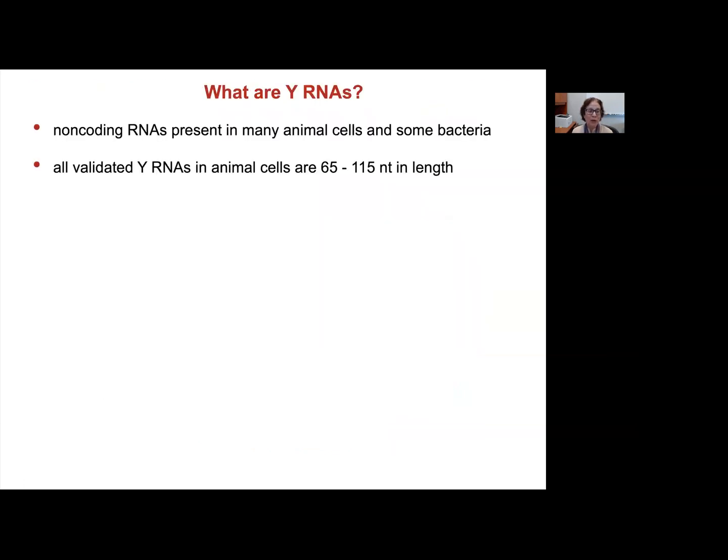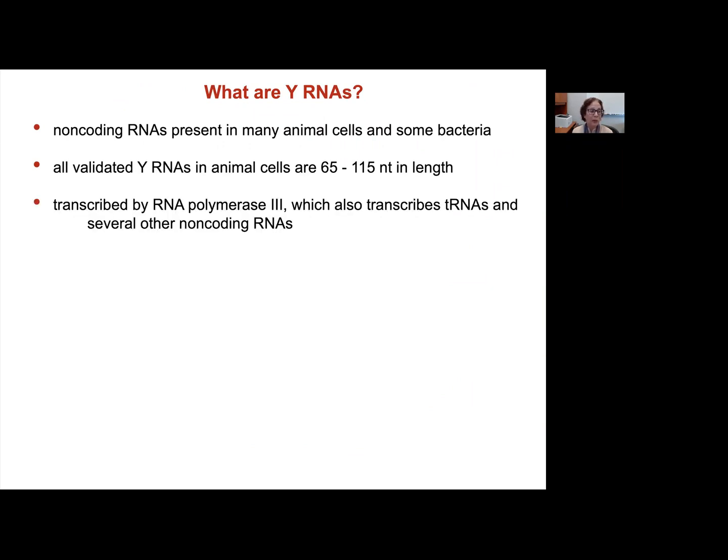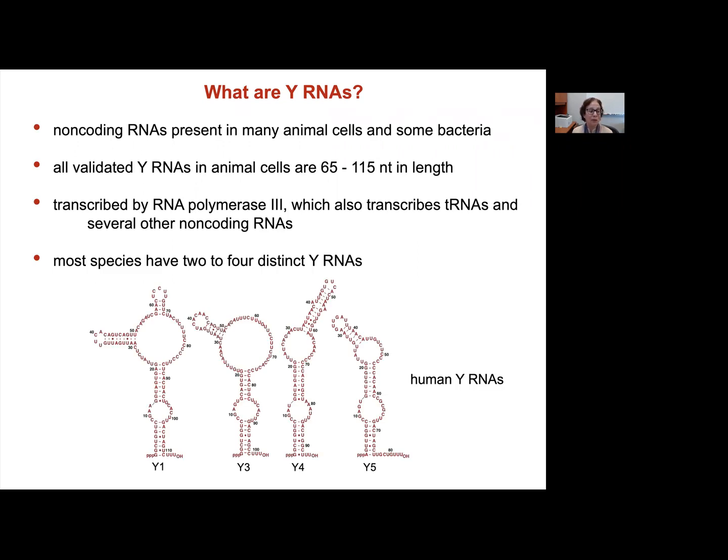Y-RNAs are non-coding RNAs, 65 to 115 nucleotides in length, that are present in most animal cells and also some bacteria. They are transcribed by RNA polymerase III, the same polymerase that transcribes transfer RNAs. Most species have multiple Y-RNAs. For example, there are 4 different Y-RNAs in human cells, called Y1, Y3, Y4, and Y5.